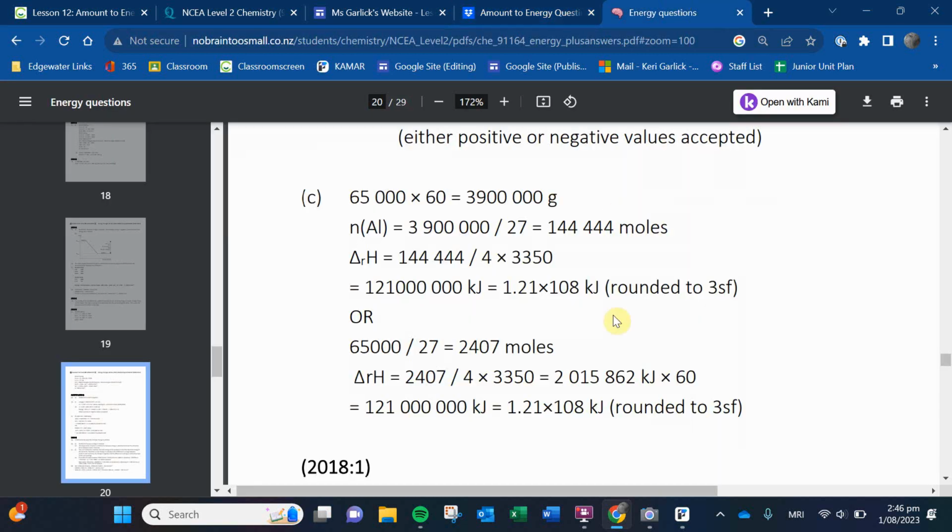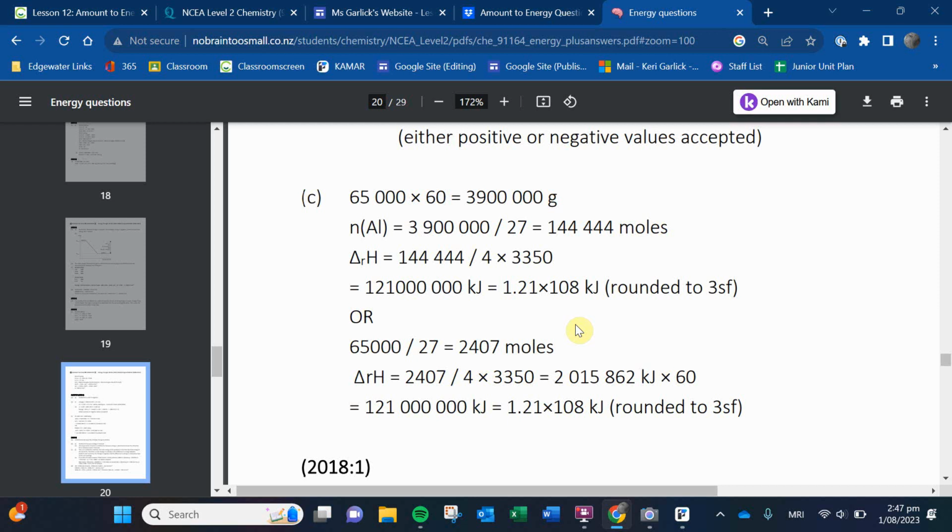So the answer here, there were two different ways that you could have done it. You could have multiplied it by 60 from the beginning, or you could have multiplied it by 60 at the very end. Either way, you still got the same number, which is 1.21, and I think that might be 10 to the power of 8, because I can't see it being 108 kilojoules. Oh yeah, there's the number there. So do keep in mind, we want the 3 significant figures.